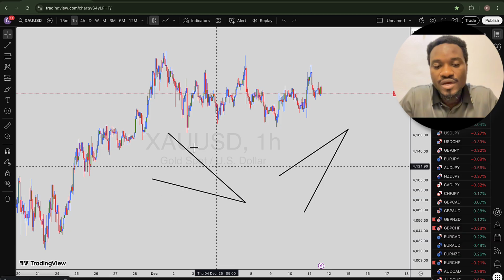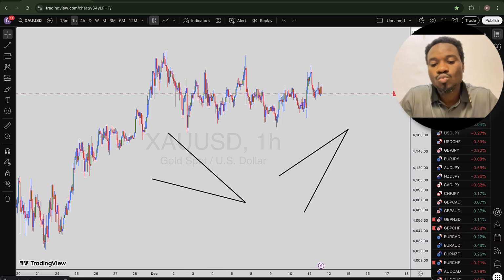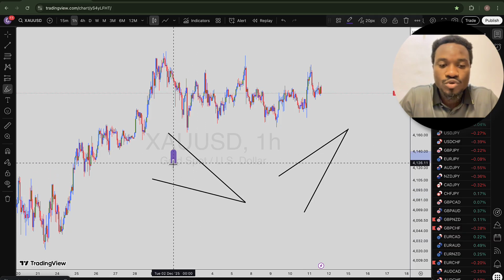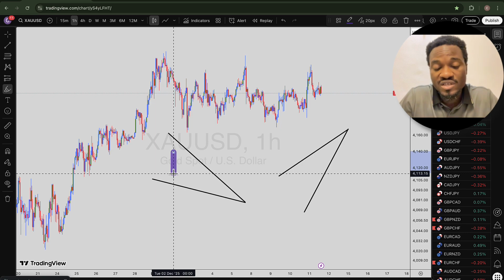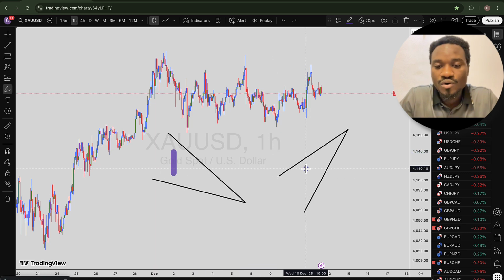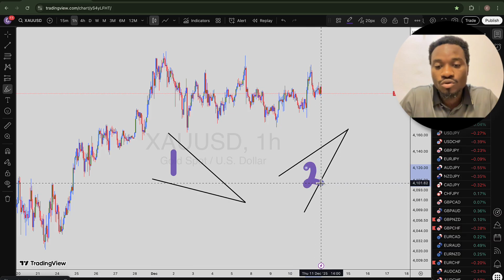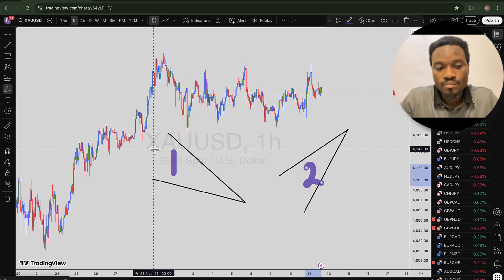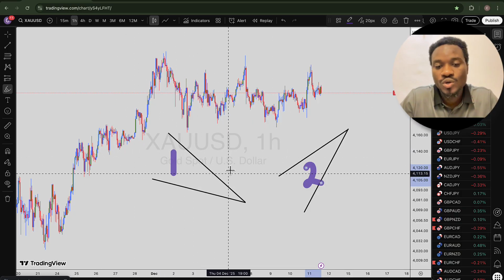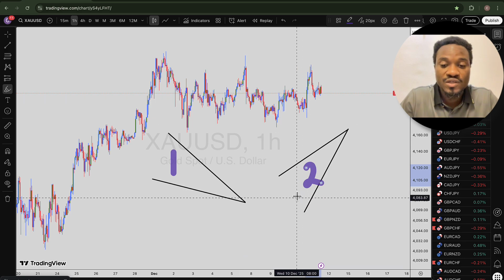The one right here, which I would tag as number 1, is what we call a wedge that reverses a downtrend to an uptrend. And the one right here is number 2, which I call the wedge that reverses an uptrend to a downtrend. They all belong to the variation or family of triangle patterns. But the difference is that this pattern is sloping downward or sloping upward.